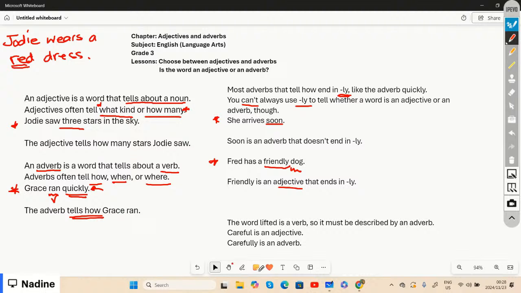All right. So basically, we are doing adjectives and adverbs once again. Friendly is an adjective because remember, dog is a noun. It's an animal. So if we say friendly dog, we are describing the dog. It's telling us more about the dog. It tells us what kind of dog we have.